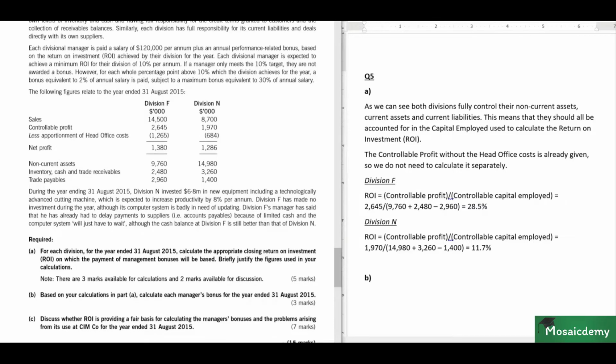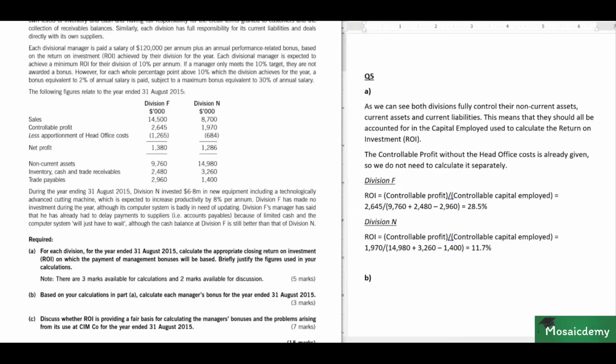Based on your calculations in part A, calculate each manager's bonus for the year ended 31st August 2015. Now, a question students often ask is, what if our calculations in part A are incorrect and we do the analysis in part B? Would we not get any marks? No. If, based on your incorrect calculations in part A, you do the correct calculation or analysis in part B, you'll still get marks for part B. Obviously, you won't get marks for part A, but you'll get marks for part B, okay?